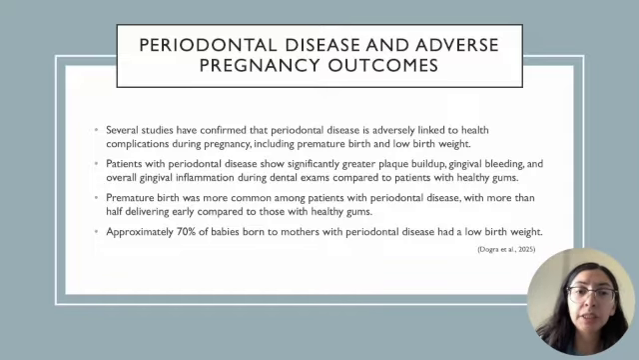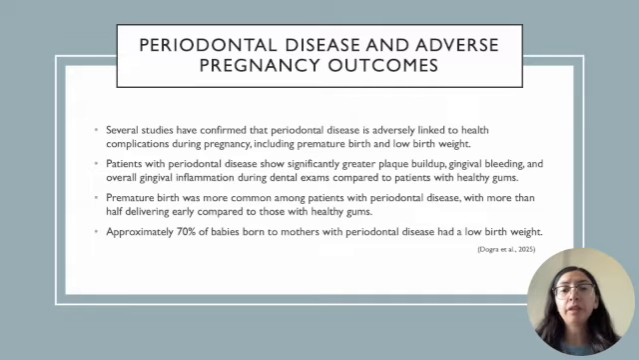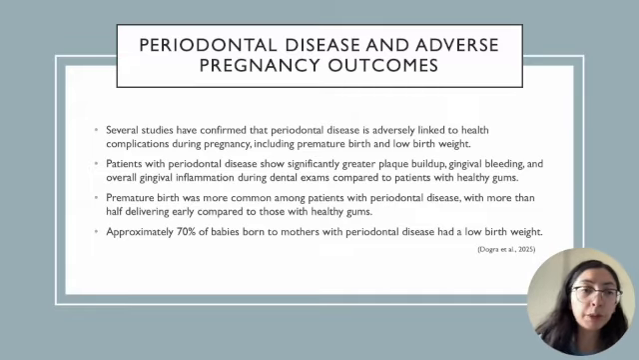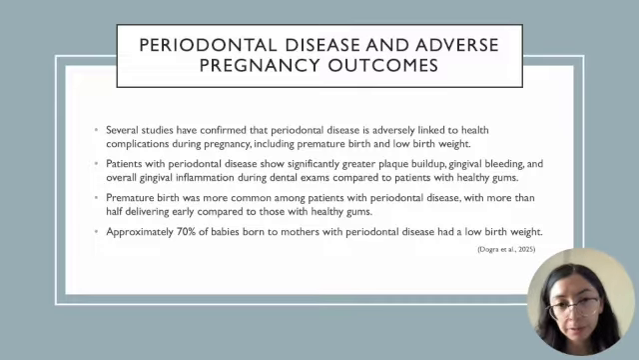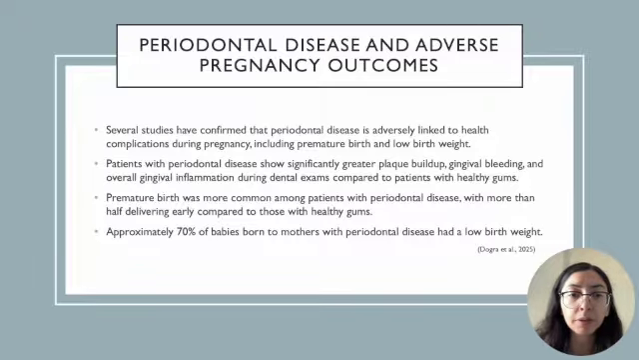Patients with periodontal disease show significantly greater plaque buildup, gingival bleeding, and overall gingival inflammation during dental exams compared to patients with healthy gums. Premature birth was more common among patients with periodontal disease, with more than half delivering early compared to those with healthy gums. Approximately 70% of babies born to mothers with periodontal disease had a low birth weight.